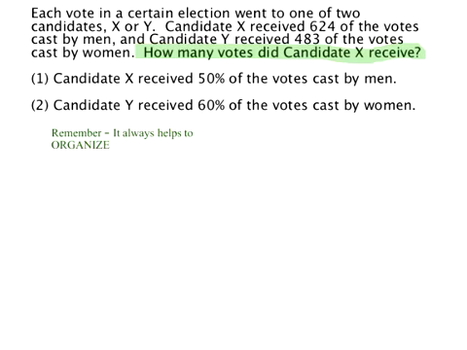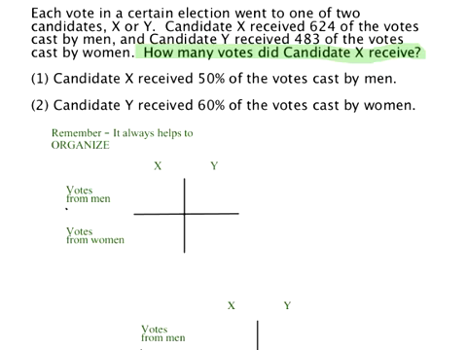So let's make a kind of humble organizational device. Let's say votes from men, and then votes from women, and then candidate X and candidate Y. This is not the most genius device in the world, but it'll definitely help us stay on track. All right, let's do statement 1. And we might as well make 2 copies of that. So there's a second copy of it.